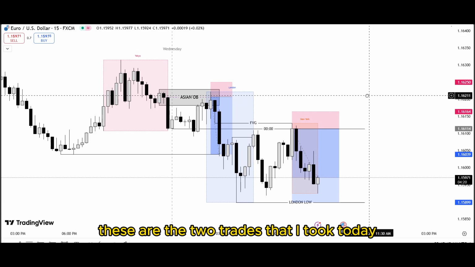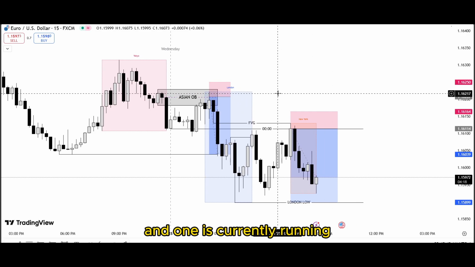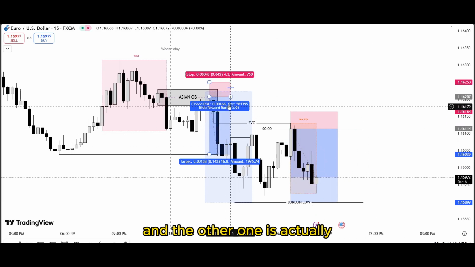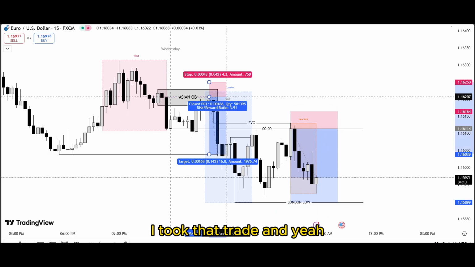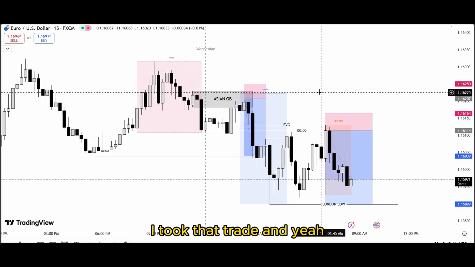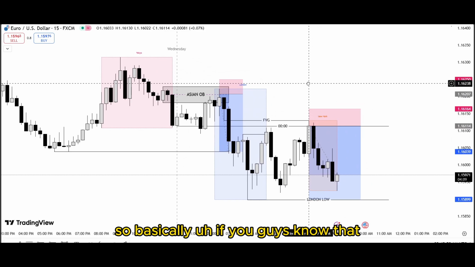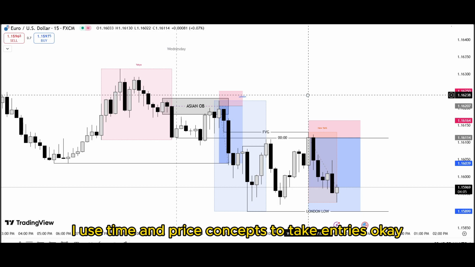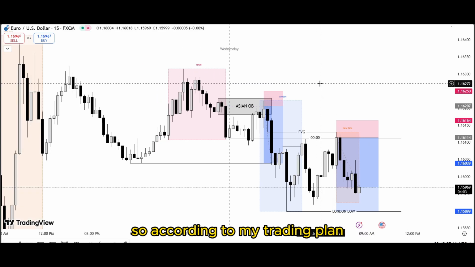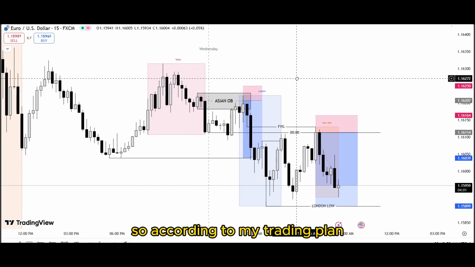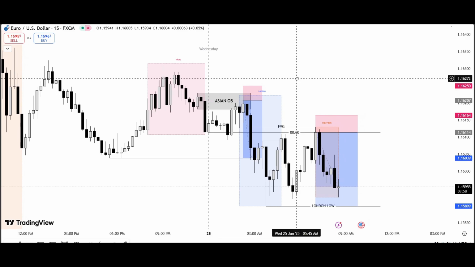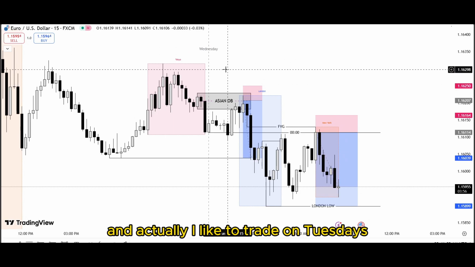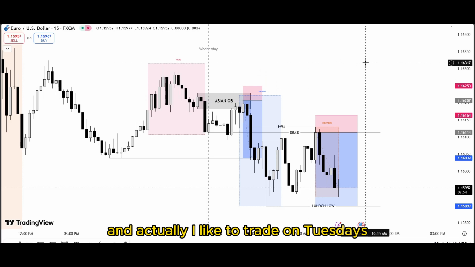So in this case guys, these are the two trades that I took today, and one is currently running and the other one I already took. And yeah, basically if you guys know, I use time and price concepts to take entries. Okay, so according to my trading plan, today is Wednesday, and I like to trade on Tuesdays, Wednesdays and Thursdays. So simple as that, we have time and price concepts applied in that scenario as well.